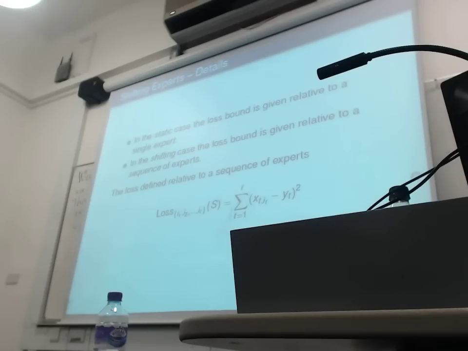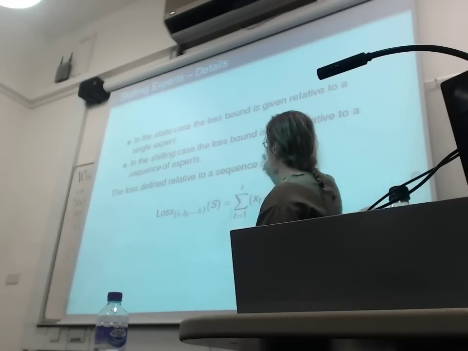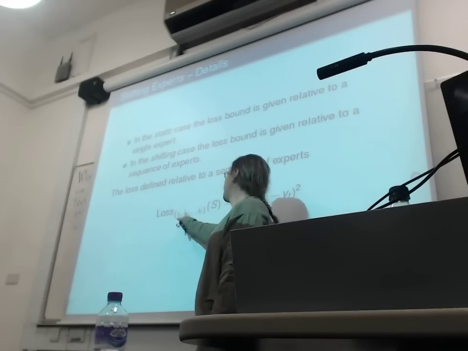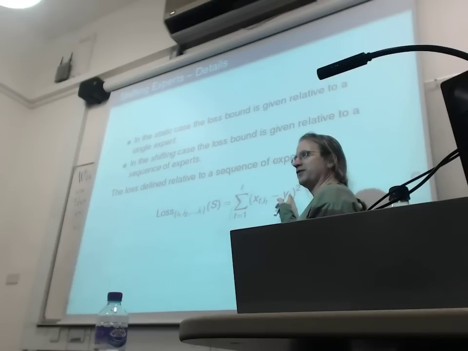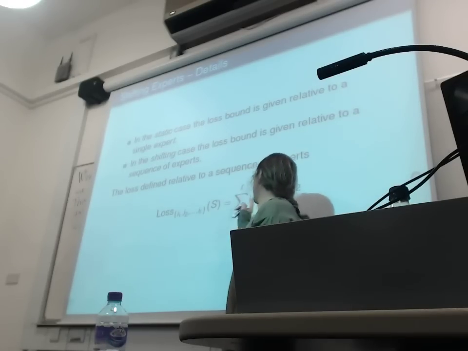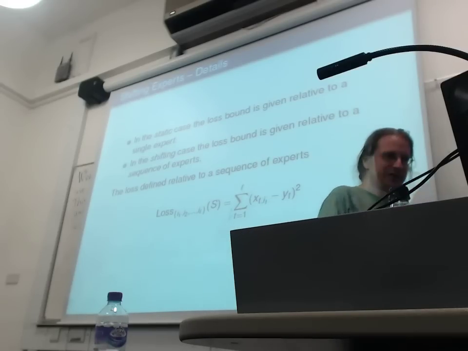So we discussed the single expert case. We want to do not much worse than the best single expert. Now we're going to have a more challenging goal. You give me a sequence of experts, and I want to do not much worse than the loss of that sequence. So on each trial, we allow our comparison expert to change. Okay?